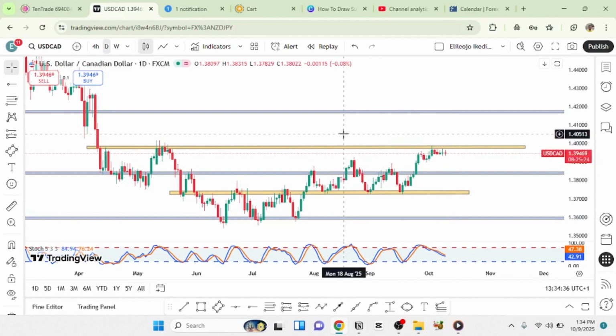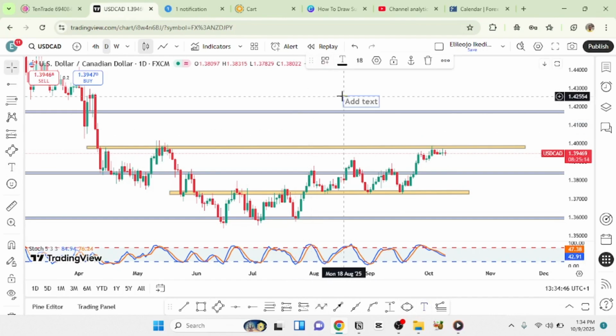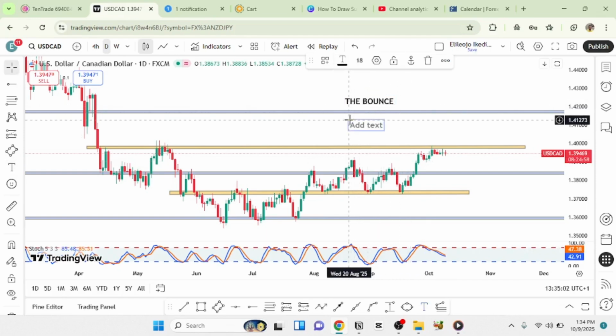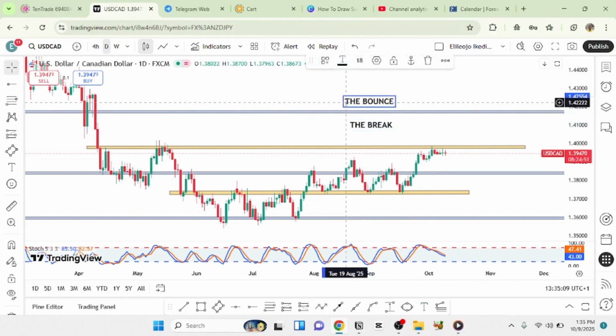First of all, there are two main ways to trade Forex with support and resistance. First is the bounce, and then second is the break. I'm going to put it somewhere here with my text too. The first is the bounce, and then the second is the break.